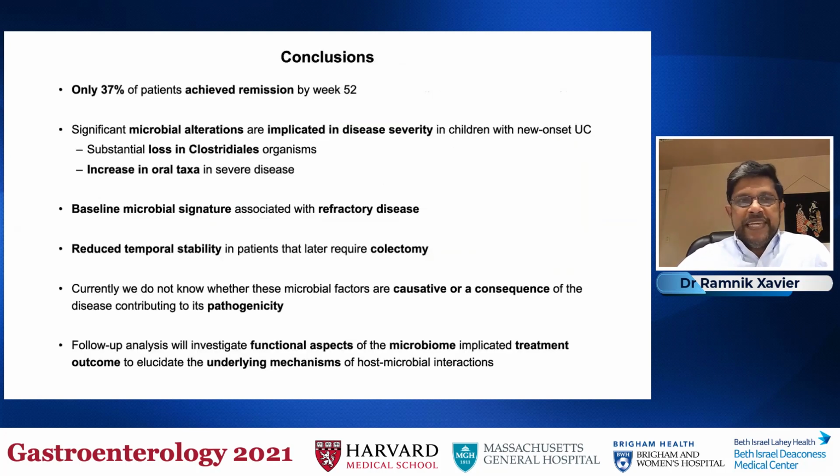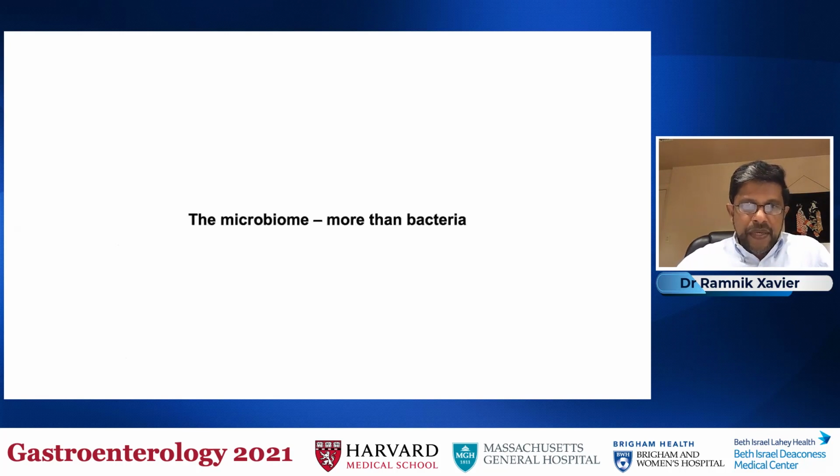So what did we learn from this case study? In patients with mild disease to start, 37% of patients achieved remission at week 52. There were significant changes in the microbiota, and clearly this expansion of the oral microbiota. Baseline microbial signature, collected at 0 and 4 weeks, was predictive of refractory disease. And if you had reduced temporal stability, then you also required a colectomy. And obviously this got us closer, but we don't have evidence that says this is causal.